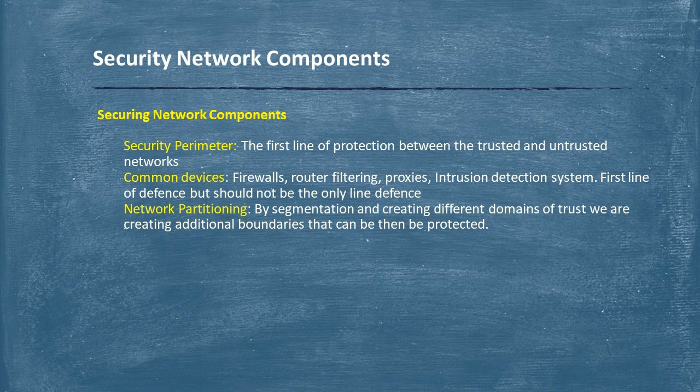By segmenting and creating different domains of trust, we are creating additional boundaries that can be protected. That is partitioning the network. Within an organization, the network can be partitioned in order to manage it very well.